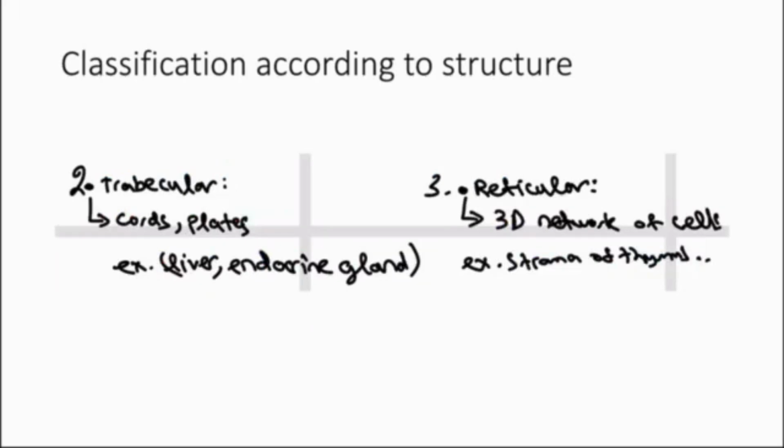We also have some special types of epithelium. We have trabecular epithelium, which is just cords and plates. You can find these in the liver and the endocrine glands. There's also reticular epithelium, which is a 3D network of reticular fibers, which you can find in the stroma of the thymus, for example. And there's also transitional epithelium, but that's not found everywhere. It's found mainly in the urinary pathways, in the urinary tracts. And now we're going to talk about the function.